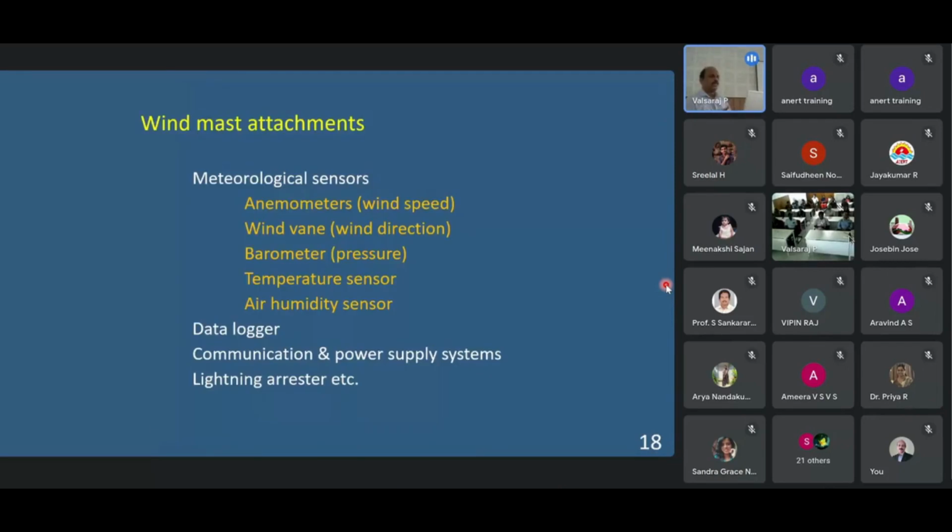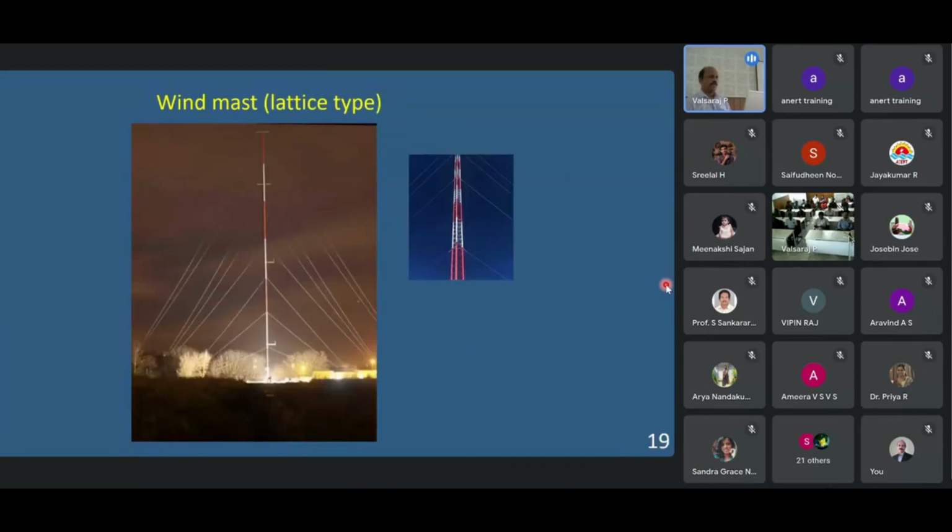Now other attachments to the wind mast are anemometers, of course, for wind speed, then wind vane for wind direction, then pressure and temperature sensors, humidity sensors, then a data logger. All these things are connected to this wind mast structure. Just to give you an idea, this is a lattice type wind mast. So you have to put so many guy wires to support it.